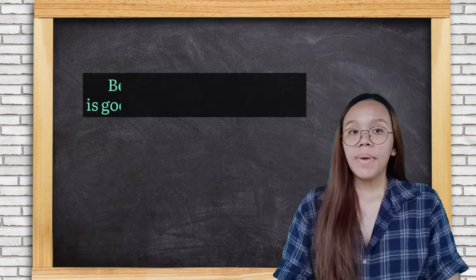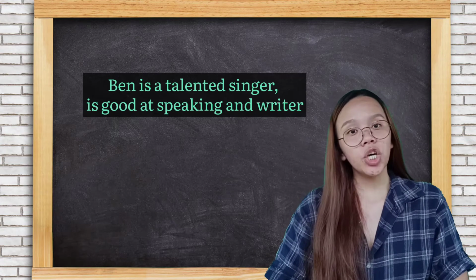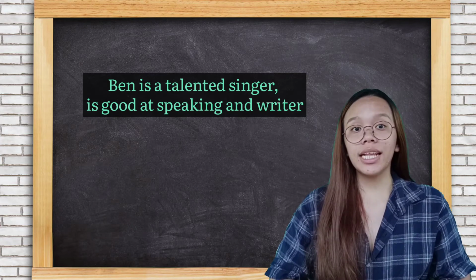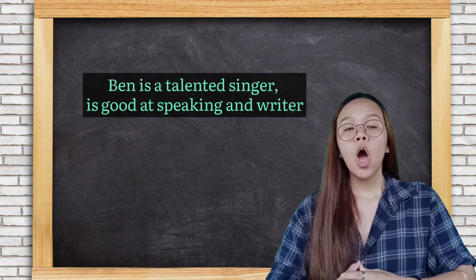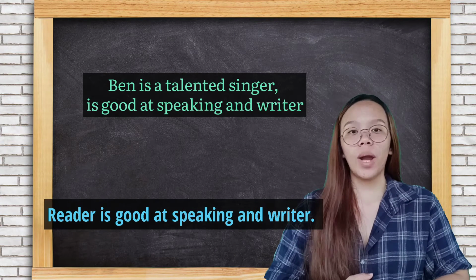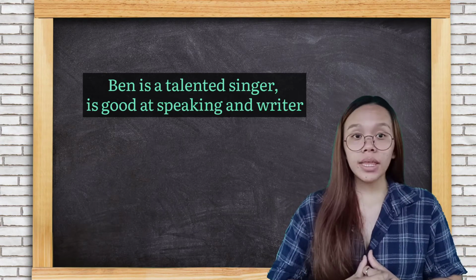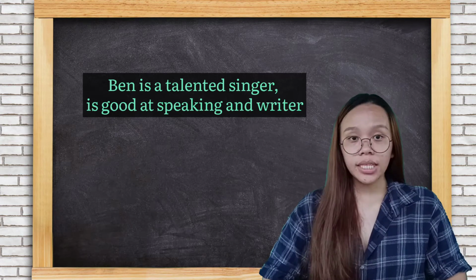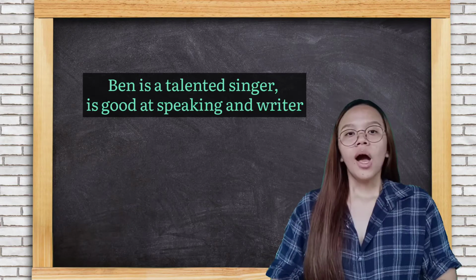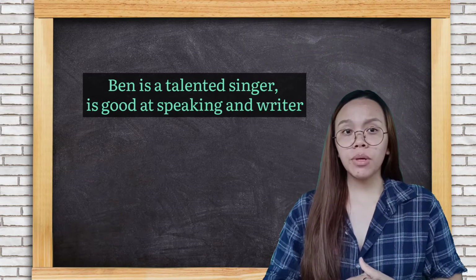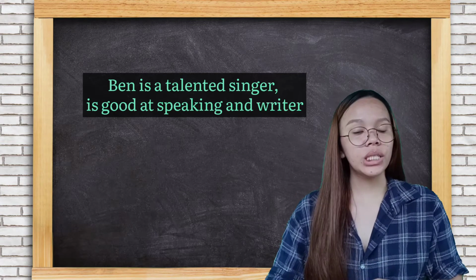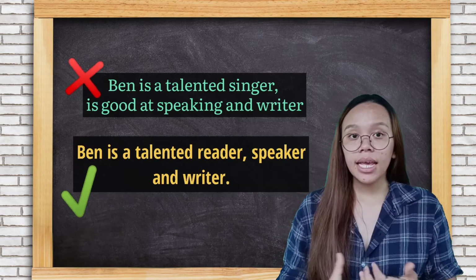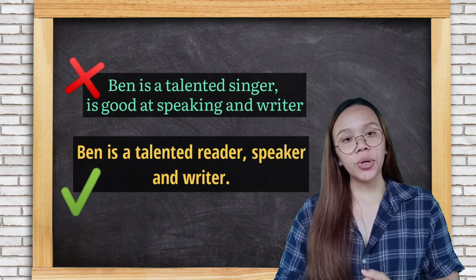Next one. Ben is a talented singer, is good at speaking and writing. Okay, so once again, what things should be parallel here? The answer is singer, is good at speaking and writing. Now, of those three things, which ones are already parallel? The answer is the reader and writer. Okay, so how do we change this middle part to make it parallel with the others? Well, it's actually pretty simple. We just say speaker. Ben is a talented reader, speaker, and writer.